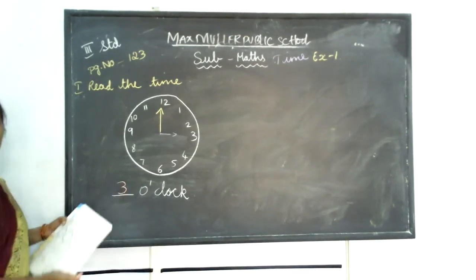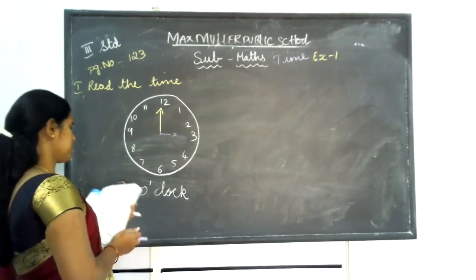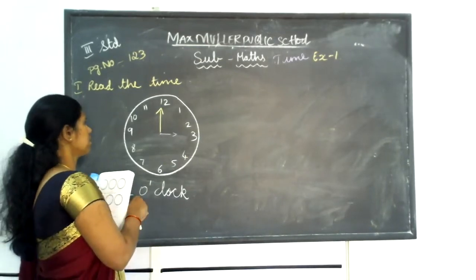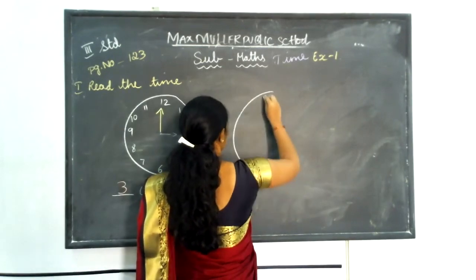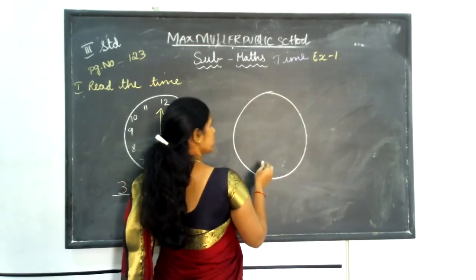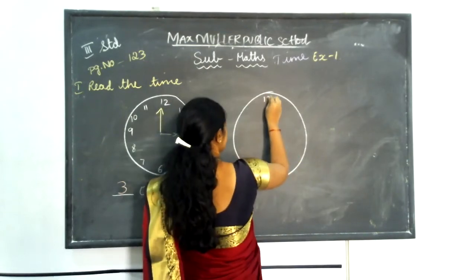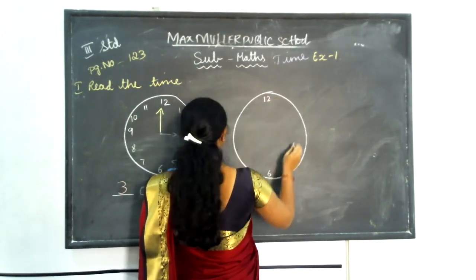In your textbooks, you have to write. Three o'clock. Sharpen your pencils and write. You need not draw. In your textbooks, it has already been drawn.